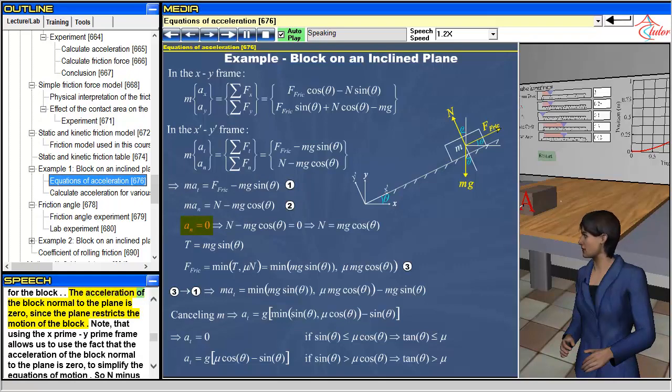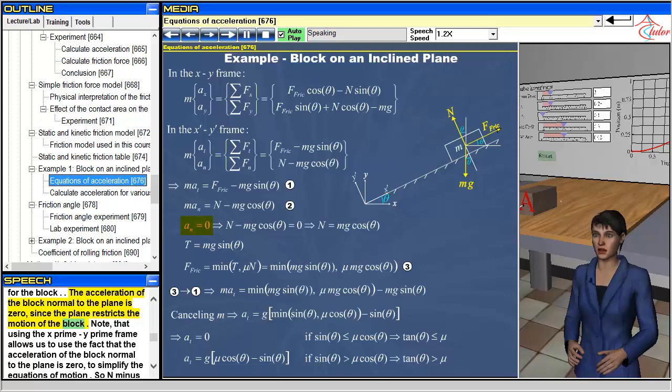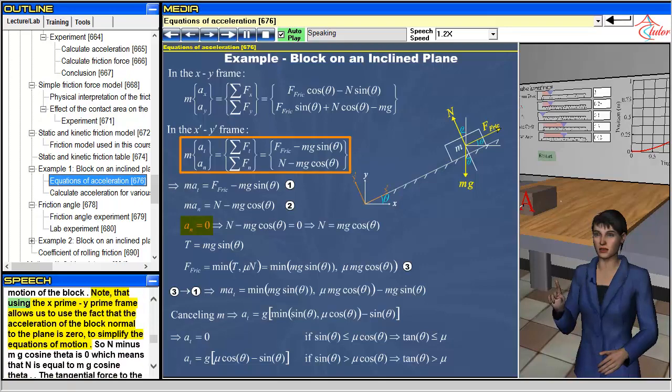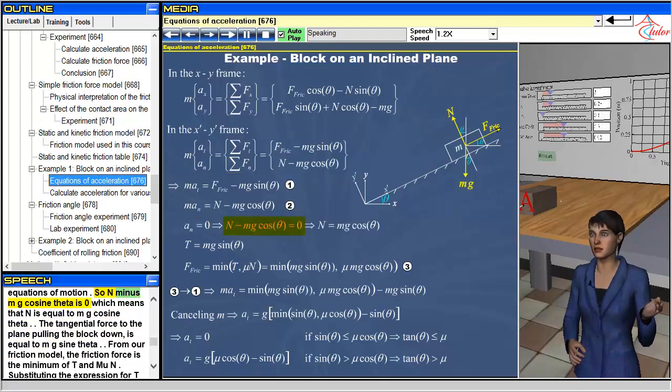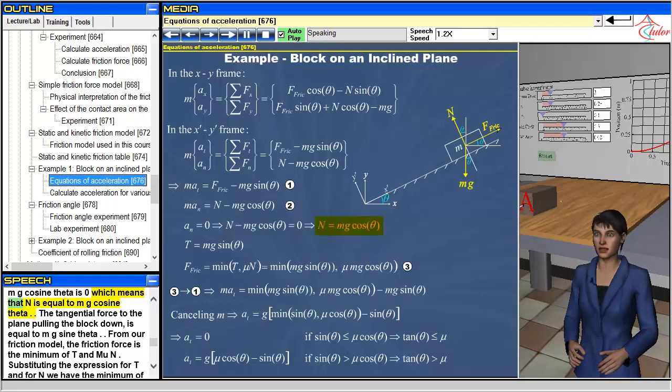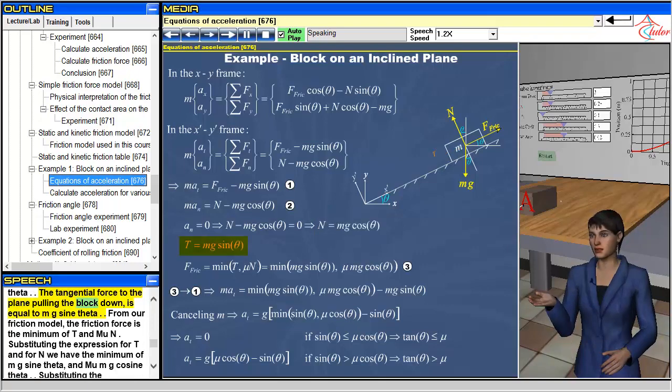The acceleration of the block normal to the plane is 0, since the plane restricts the motion of the block. Note that using the x prime, y prime frame allows us to use the fact that the acceleration of the block normal to the plane is 0, to simplify the equations of motion. So N minus mg cosine theta is 0, which means that N is equal to mg cosine theta. The tangential force to the plane pulling the block down is equal to mg sine theta.